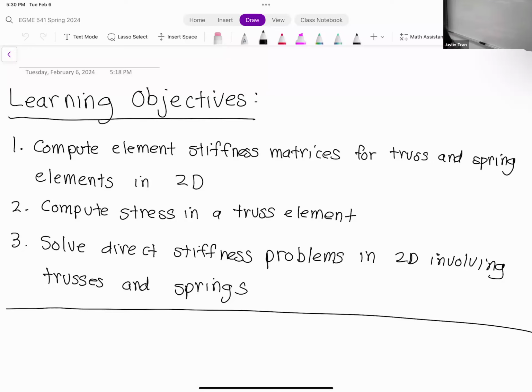So today the plan is to continue where we left off last Thursday. Last Thursday we kind of started our discussion about 2D direct stiffness problems, and so we're going to continue that today. We're going to take a look at what the element stiffness matrix looks like in 2D, and then we'll start using that for some problems. Pretty straightforward today. We're just going to keep trudging along in our lecture notes.